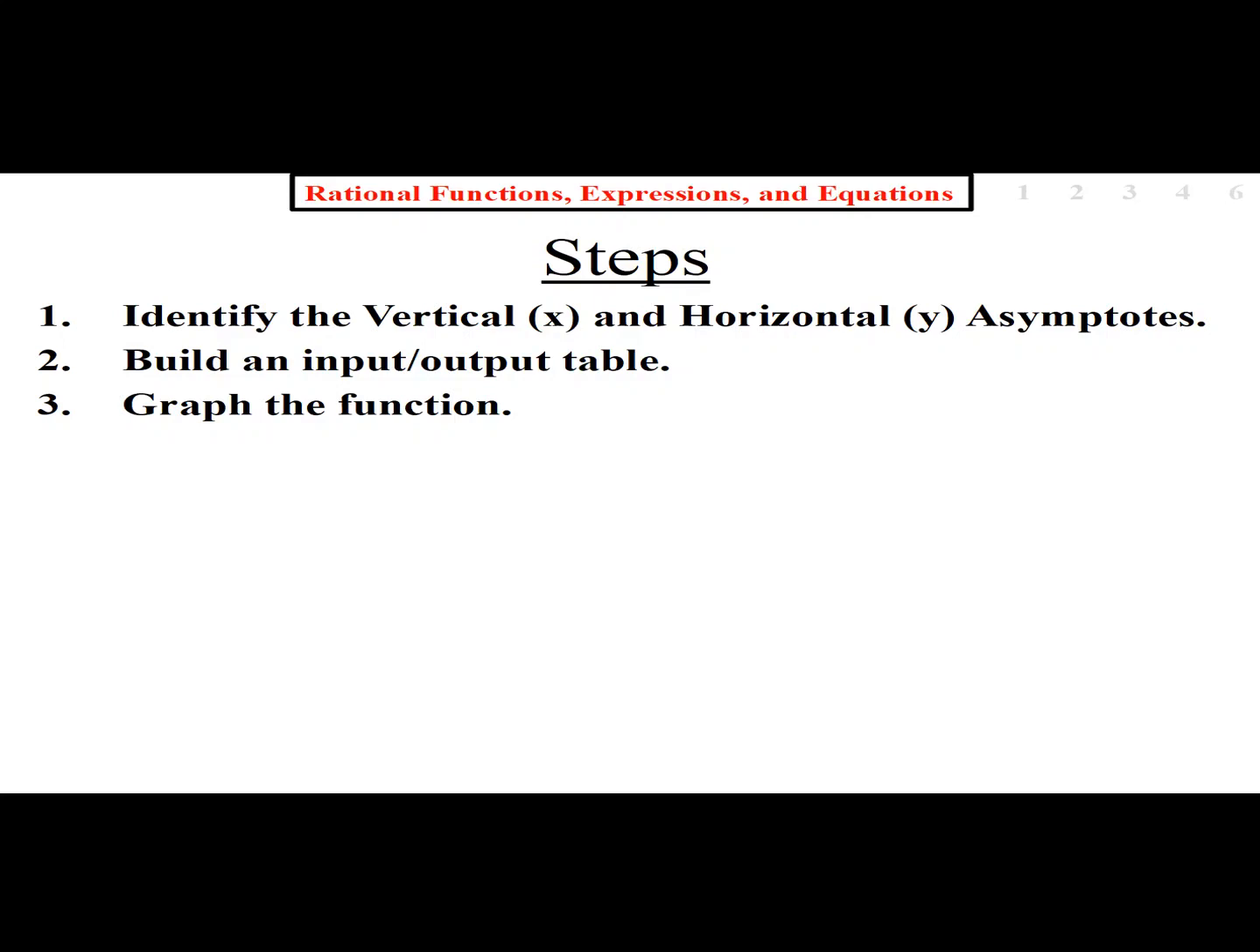Once again, number 1, identify the vertical and horizontal asymptotes. Number 2, build an input-output table. And number 3, graph the function.